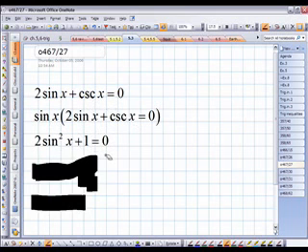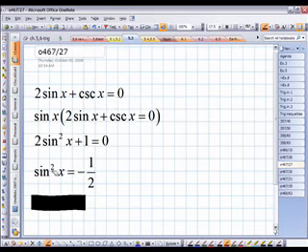You have to be careful, though, not to introduce extraneous solutions when you do something like this. So then I'm going to subtract 1 and divide by 2. So I get sine squared is negative a half. Then I take a square root, but the problem is you can't have sine squared and get something negative. It's impossible to square something and get a negative answer. So this actually has no solutions.